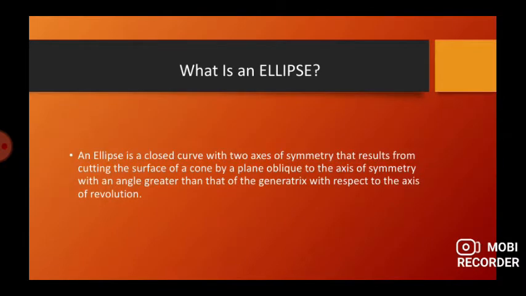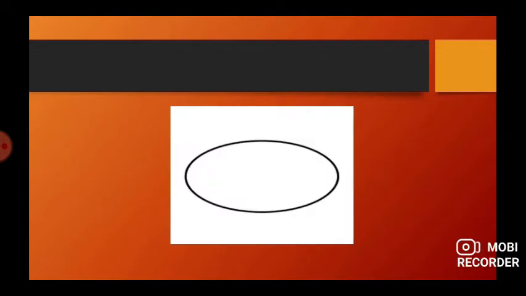What is an ellipse? An ellipse is a closed curve with two axes of symmetry that results from cutting the surface of a cone by a plane oblique to the axis of symmetry with an angle greater than that of the generatrix with respect to the axis of revolution. This is an ellipse.